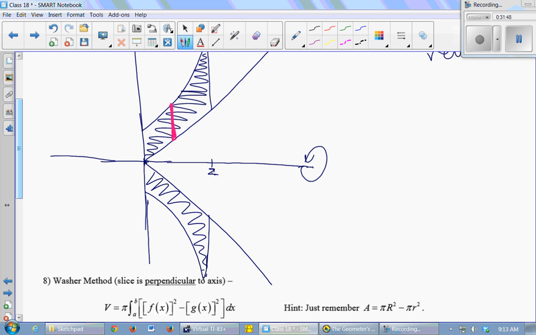I'm putting that little rectangle at a random x sub i somewhere between 0 and 2. Okay, so it comes out of the board, it rotates around, 180 degrees later, it's down here. So the thing that it's creating when it rotates is a washer. Okay, and then we have to figure out the radius, the outer and the inner radius of this washer. So the center of my circle is the axis of rotation, and the outer radius would be this distance, which is what?